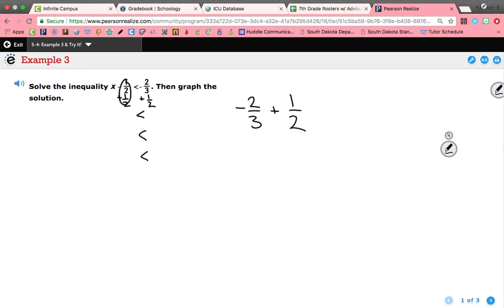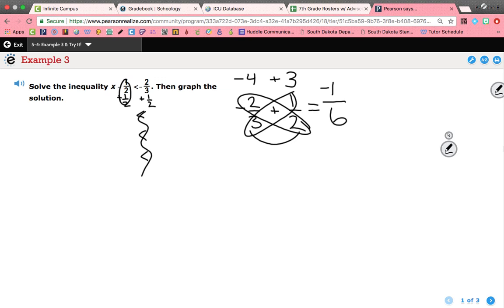Okay, they need to have common denominators, or you can butterfly. So 3 times 1 is 3. 2 times 2 is 4. One of them needs a negative, and we're going to add them. Negative 4 plus 3 is negative 1. And 3 times 2 is 6. So negative 1/6. This is too many. Go away. x is less than negative 1/6.